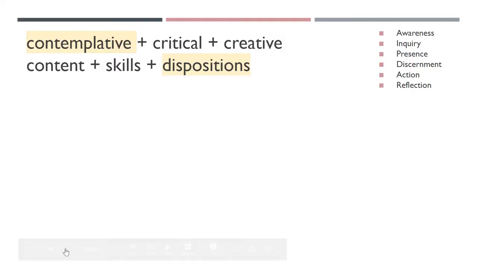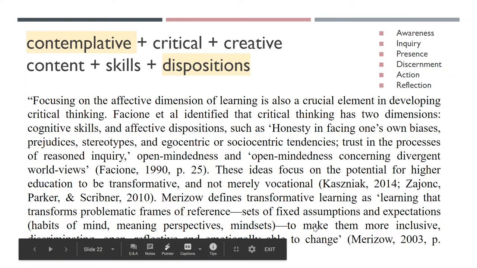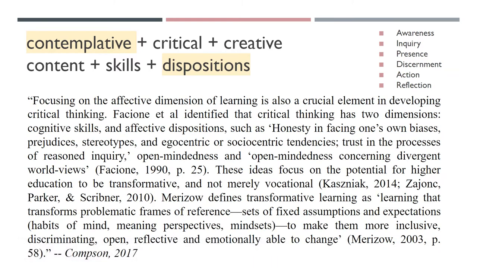The affective realm and attention to states of mind or consciousness, the ability to adopt a disposition, these elements impact behavior. And please forgive the long quotation, but I think it is worth it. So focusing on the affective dimension of learning is also a crucial element in developing critical thinking. Facione and others identified that critical thinking has two dimensions, cognitive skills and affective dispositions, such as honesty in facing one's own biases, prejudices, stereotypes, and egocentric or sociocentric tendencies, trust in the process of reasoned inquiry, and open-mindedness concerning divergent worldviews. These ideas focus on the potential for higher education to be transformative and not merely vocational.